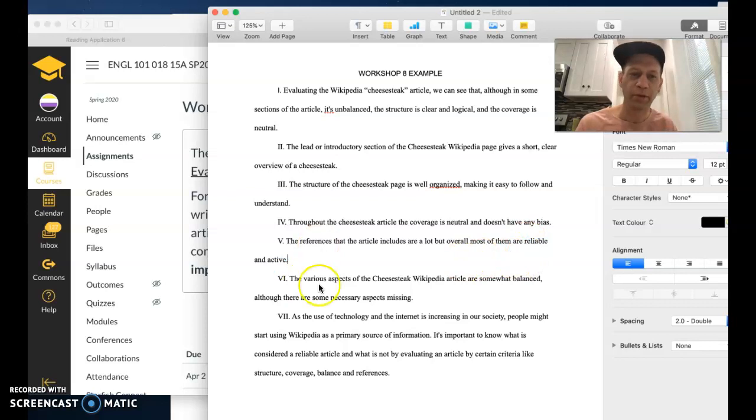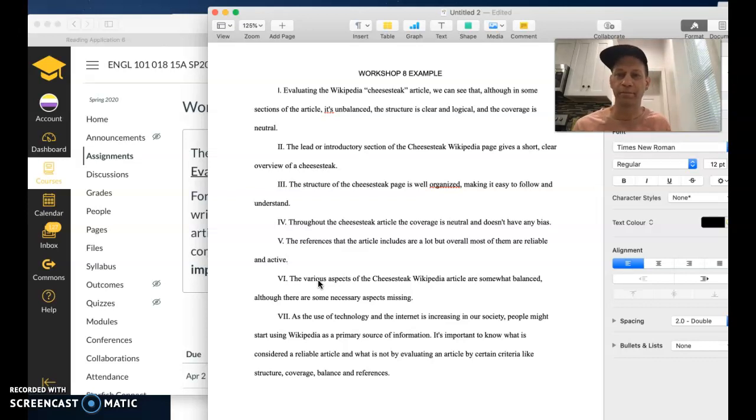Reliable and active references. And then this writer did an awesome job, I think, of organizing their essay by climactic order, kind of ending before the conclusion with an important point, maybe the most important point. Something that stands out. And so instead of putting balance earlier, they saved balance, because that's the negative, for the end. And so they say, the various aspects of the cheesecake Wikipedia article are somewhat balanced, although there are some necessary aspects missing.